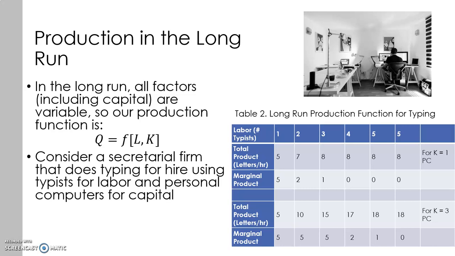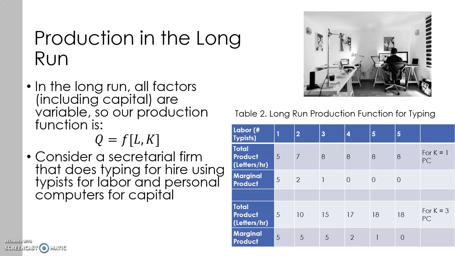If we hire a third typist, they're all huddled around one computer. Maybe the third typist is going to be useful when both of them are on break or in the bathroom. But the third typist only allows us to get 1 extra letter written per hour. And if we hire 4, 5, 6 typists, they don't add anything. Our maximum output, limited by the number of computers that we have, is 8 letters per hour.